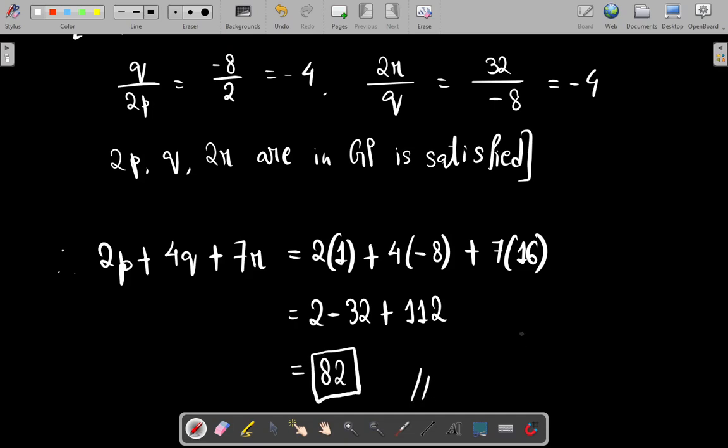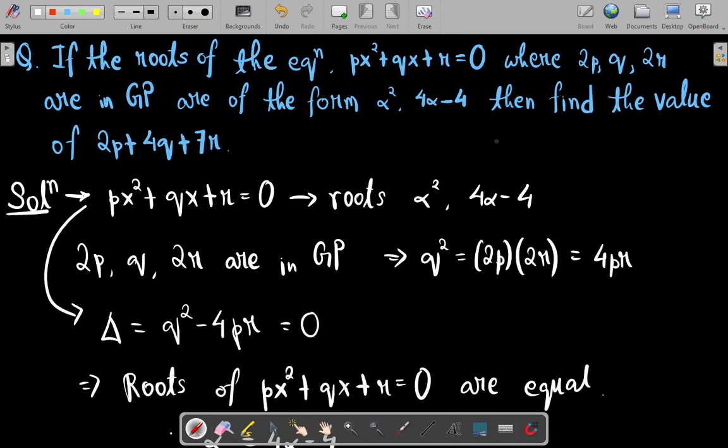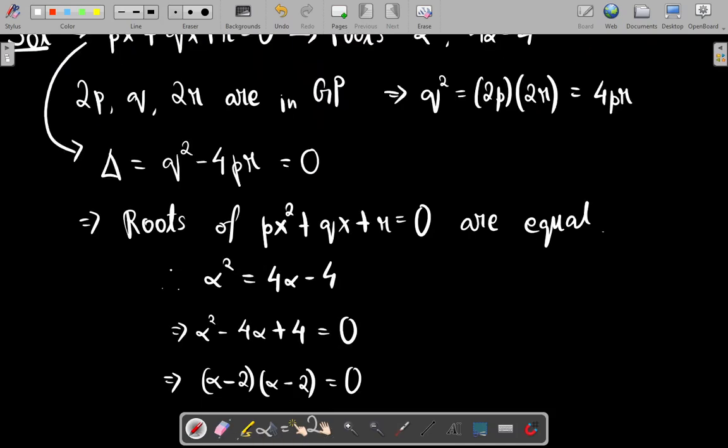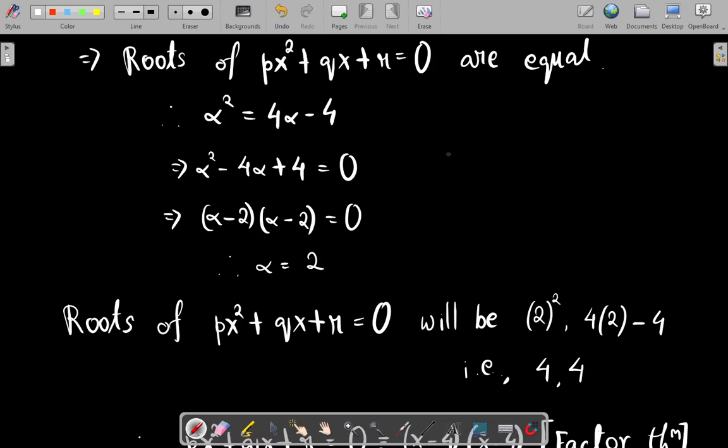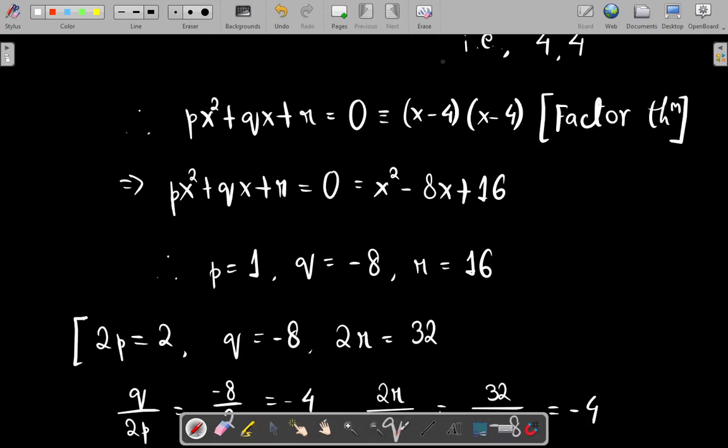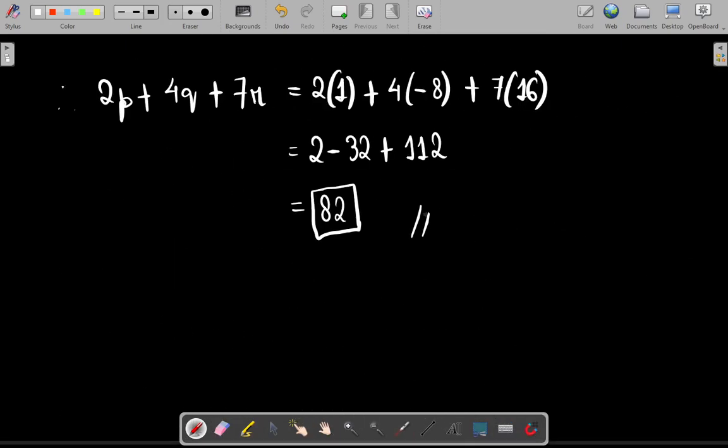This was a relatively easy question, a considerably easy question. If you have any doubt, you shouldn't have any doubt, it is relatively very easy to understand. So this is the final answer. Okay, thank you.